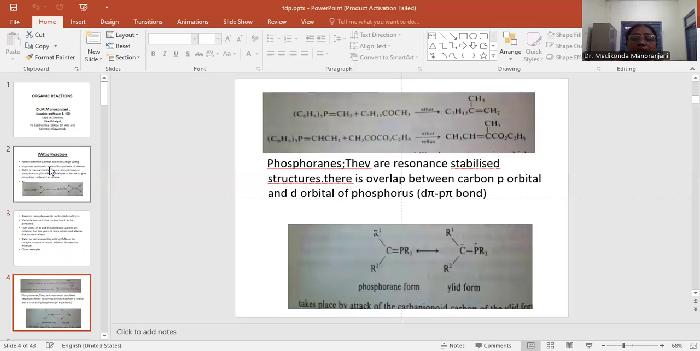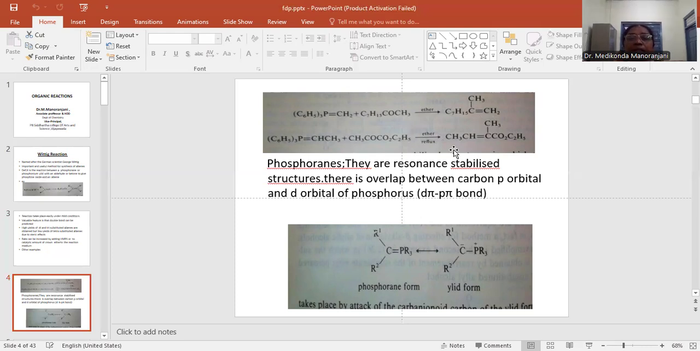Then let us see some other examples of this Wittig reaction. The above two are the examples. This phosphorane reacts with a ketone to form an alkene, and another phosphorane reacts with an ester to form an alkene. Now let us see the structure of phosphoranes.